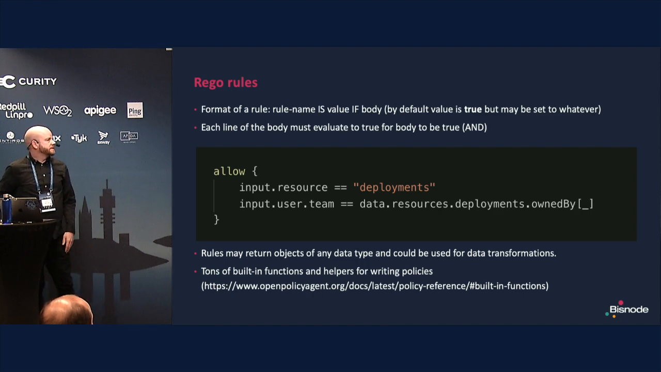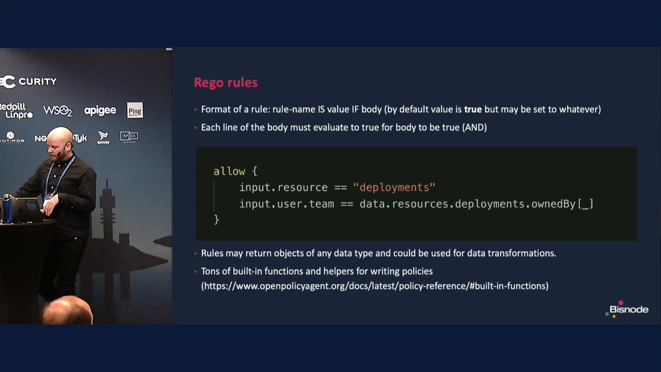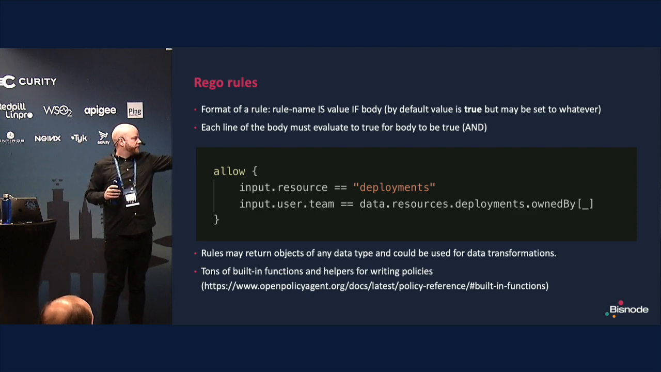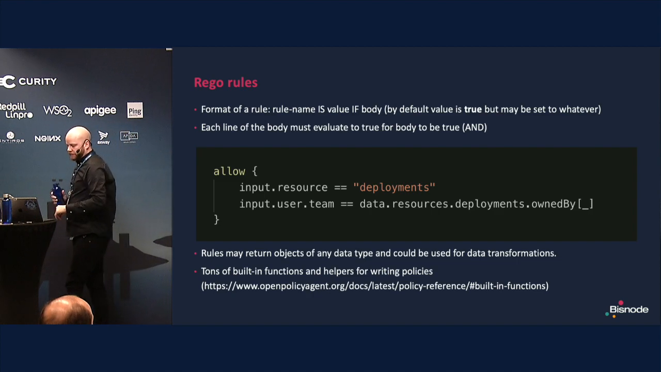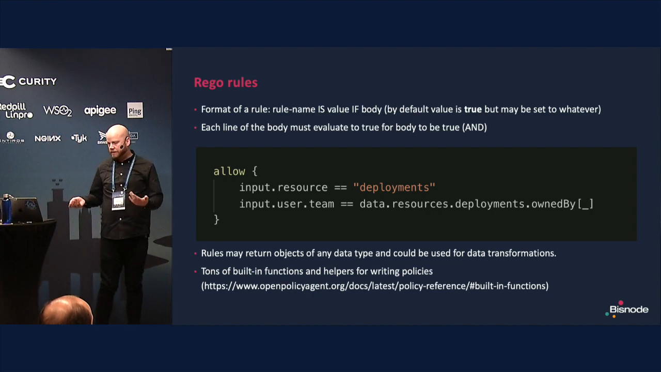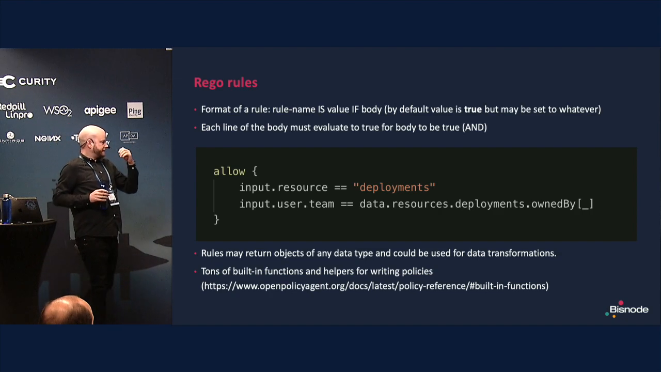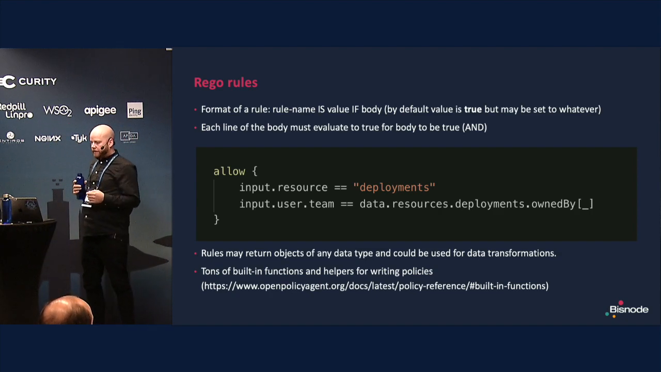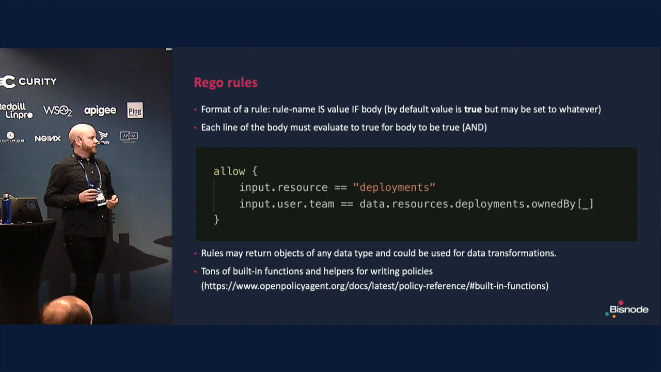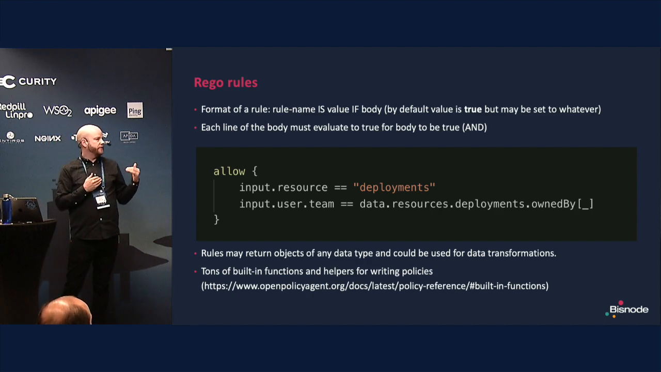So a rule looks something like this. There's a body, which is, of course, inside of these brackets. And any rule, like the name up there, is going to be true if all the statements inside of the body evaluate to true. So if you provide an input here, and it says a resource, and the resource type would be deployments, and the team in the input would match the owned by attribute of this deployment, then we would say allow. So that's a very simple rule, and you can express it pretty clearly in very few lines of code.